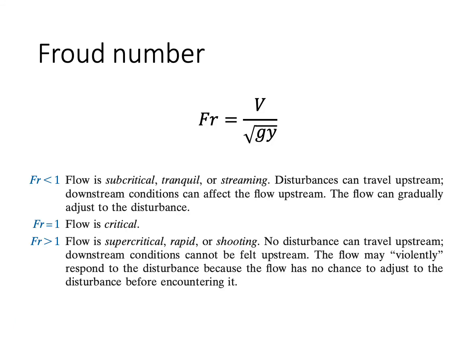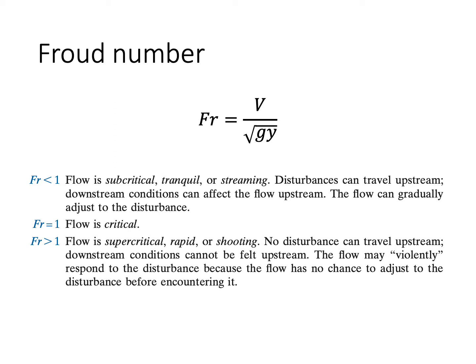So we use the Froude number, Fr, which is the velocity of the flow, V, over the speed of the waves, which is, as we said before, the square root of g times y. So we are comparing the velocity of the flow with the velocity of the sound in the water. If the flow is slower than the speed of the waves, then we have Froude less than 1, and we call this flow subcritical, tranquil, or streaming.